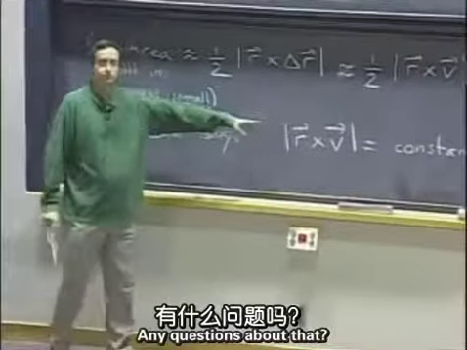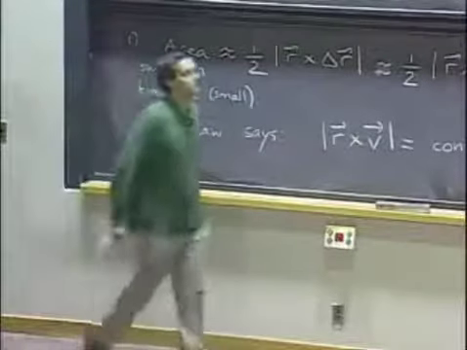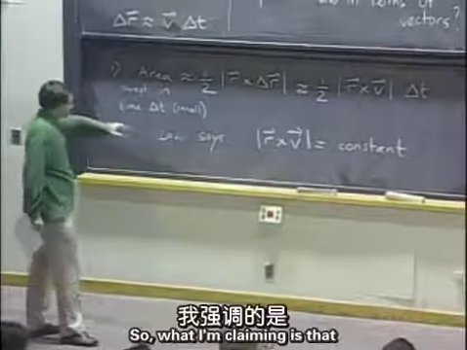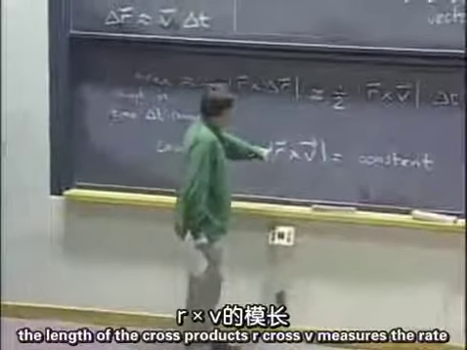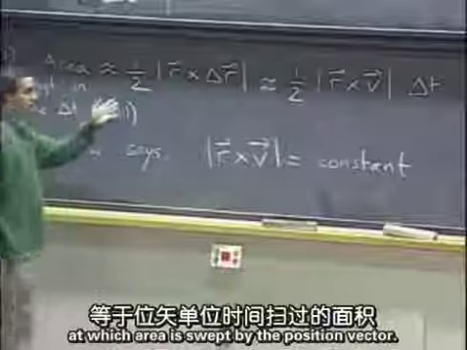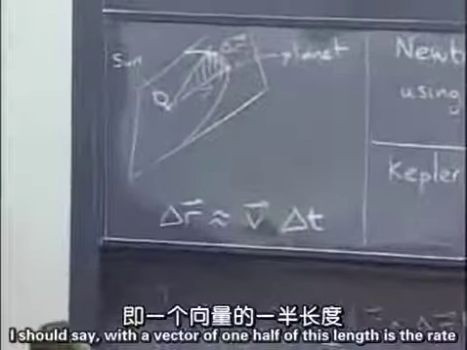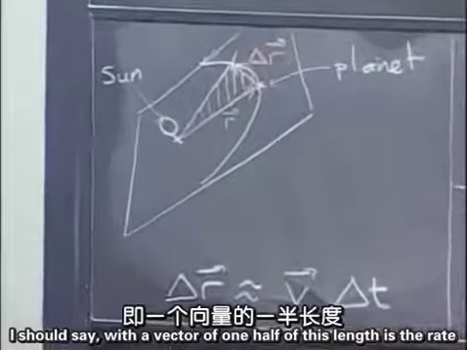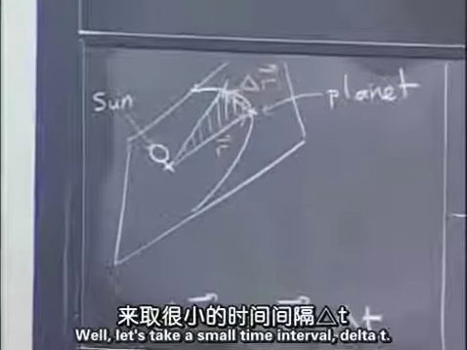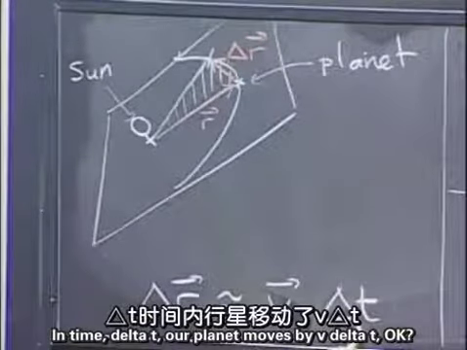Okay. Any questions about that? No? Yes? Yes, let me try to explain that again. So what I'm claiming is that the length of the cross product r cross v measures the rate at which area is swept by the position vector. I would say with a factor of 2, 1/2 of this length is the rate at which area is swept. How do we see that? Well, let's take a small time interval delta t. In time delta t, our planet moves by v delta t.